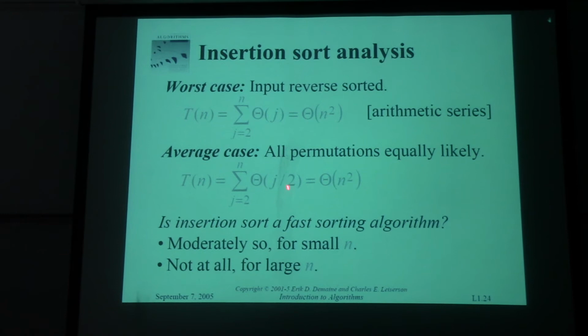The average case, all permutations equally likely. So the sum from 2 to n of j over 2. What does the j over 2 mean? It says that basically if you're comparing this element, roughly speaking, you're going to be sliding half of the elements. So you're trying to compute the average case this way, and that also comes out to theta n squared, because this is theta of j over 2, which is the same thing as j divided by 2, which is 1/2 theta j, which is 1/2 of the summation, which is 1/2 of a quadratic, which is still proportional to quadratic.